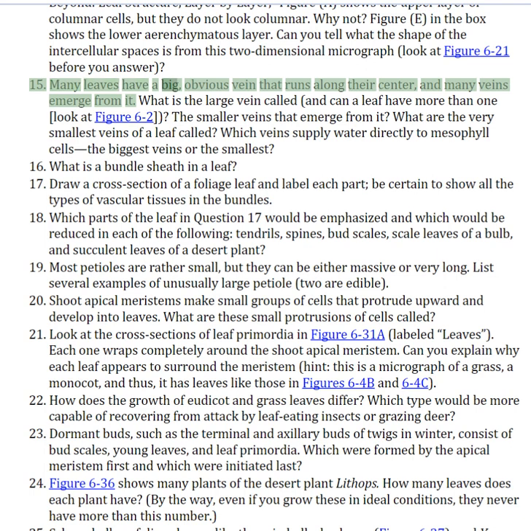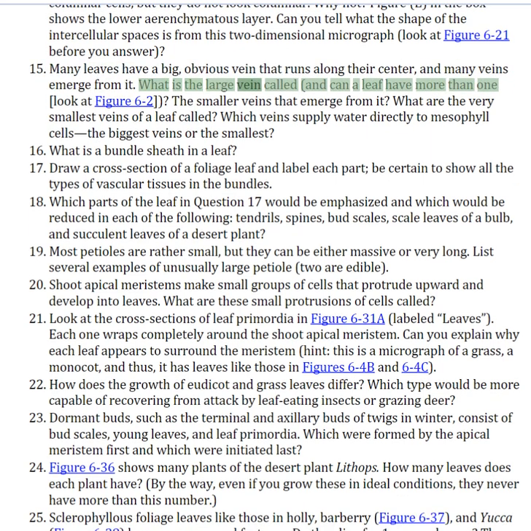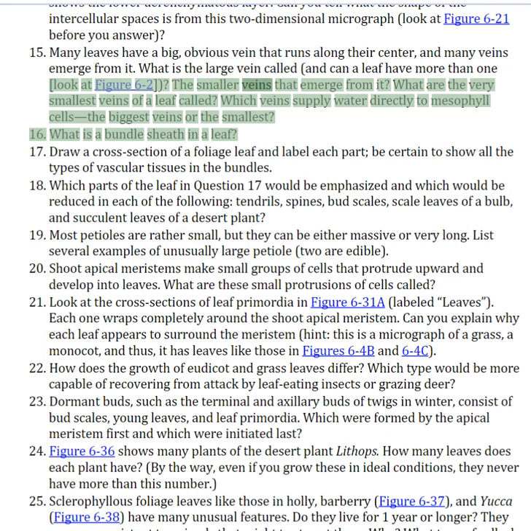Can you tell what the shape of the intercellular spaces is from this two-dimensional micrograph? 15. Many leaves have a big, obvious vein that runs along their center, and many veins emerge from it. What is the large vein called, and can a leaf have more than one? The smaller veins that emerge from it? What are the very smallest veins of a leaf called? Which veins supply water directly to mesophyll cells, the biggest veins or the smallest?